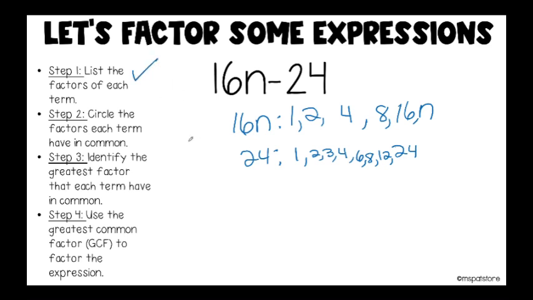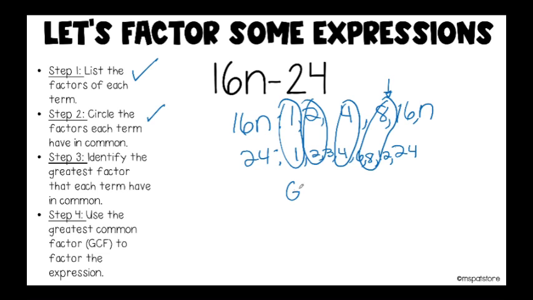Step number 2, it says that I need to make a circle of the factors that each term have in common. I see that 1 is a factor that they have in common. Also 2, well, there's not a 3 here, but there is a 4 here, and a number 8. That's it. I am done with step number 2. Step number 3, it says that I need to identify the greatest factor that each term have in common. So in this case, it's 8. So my greatest common factor is 8. Now I'm done with step 3.